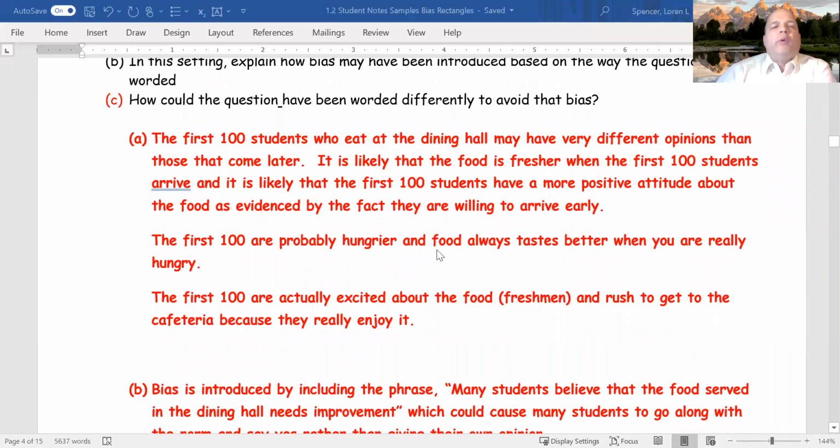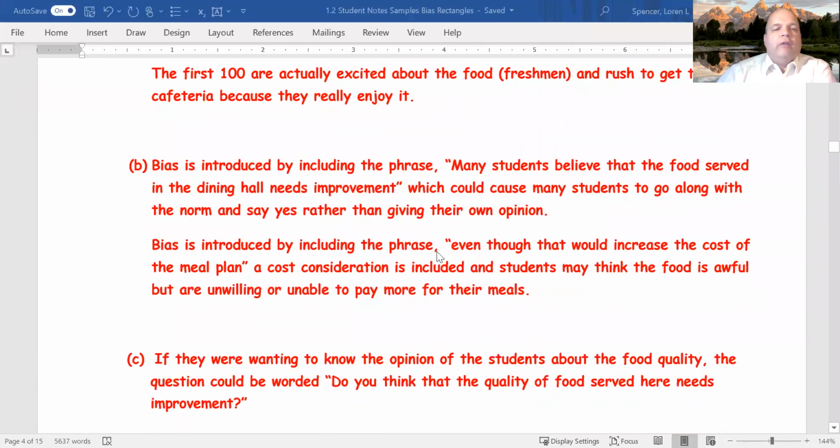And finally, how could we have worded the question differently to avoid bias in the question? Remember, if it's due to a poorly worded question, that's due to response bias. So getting rid of the response bias, how about we say this? Do you think that the quality of food served here needs improvement? All right, so all I said was, your opinion, does the food served here need improvement? And that's just a simple yes or no. I didn't say that most people liked it or most people didn't like it or that I was going to change the price. I specifically just asked you, what did you think about the food? Or you could say, do you think the quality of food here is good? Either way, something like that would be a neutrally worded question and that way you would not have to worry about response bias.